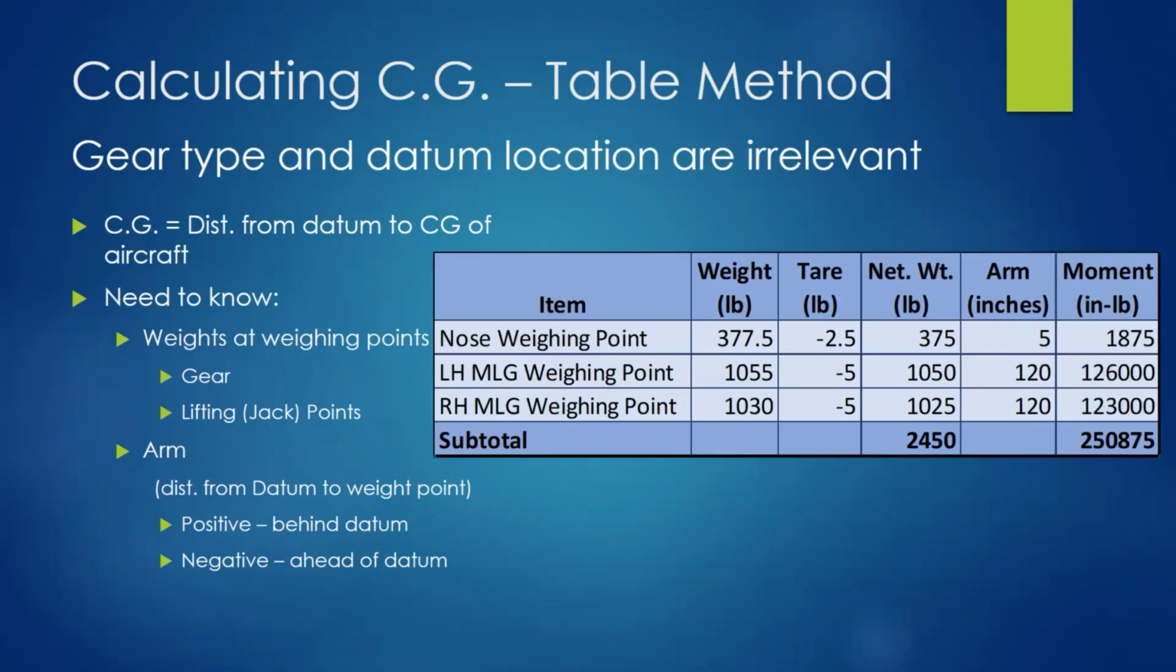We get our empty moment there. And then we divide our moment by our total net weight to get our CG arm location. Okay, so you see that works the same. We get the same result. It's just two different paths to get there.